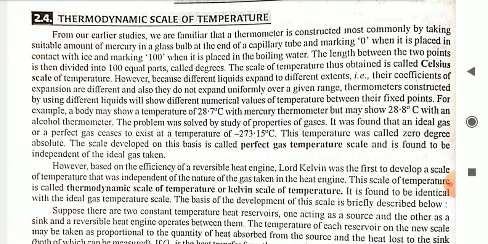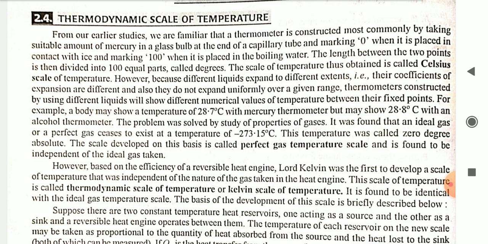Thermodynamic scale of temperature. From our earlier studies, we are familiar that a thermometer is constructed most commonly by taking a suitable amount of mercury in a glass bulb at the end of a capillary tube and marking 0 when it is placed in contact with ice and marking 100 when it is placed in boiling water. The length between the 2 points is then divided into 100 equal parts called degrees. The scale of temperature thus obtained is called the Celsius scale of temperature.